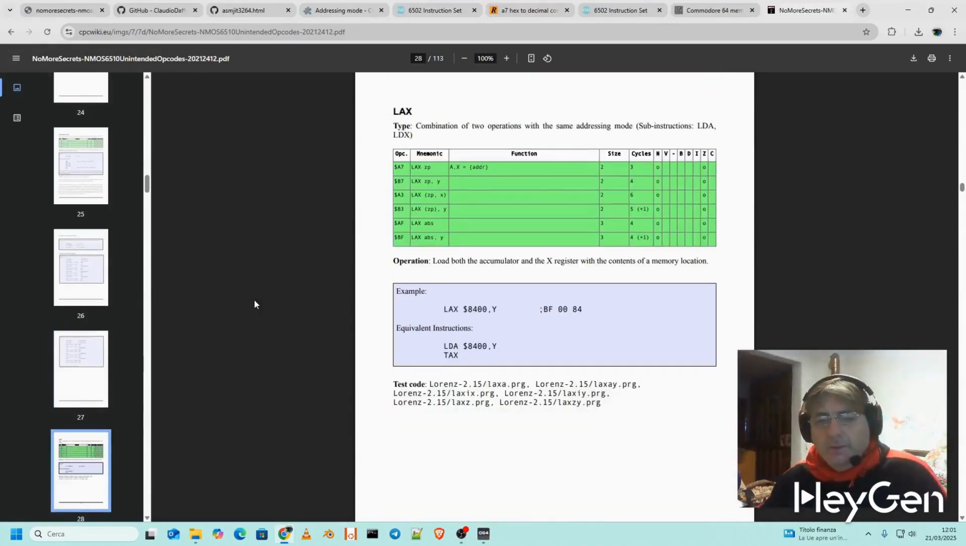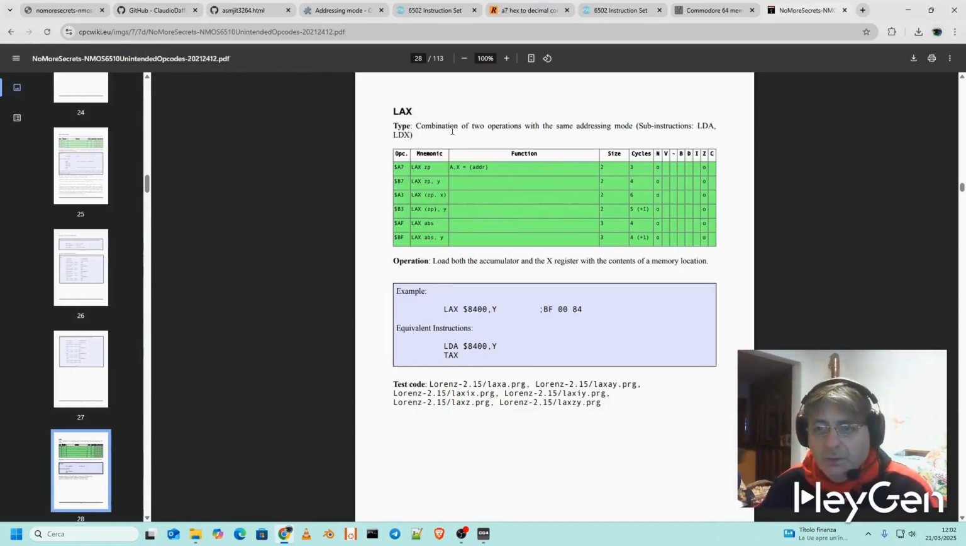Obviously, here we are going to look at the first instruction. Maybe if we manage, we'll see another one, and then gradually we'll go through them in sequence. The first instruction I was talking about is load accumulator and register X.